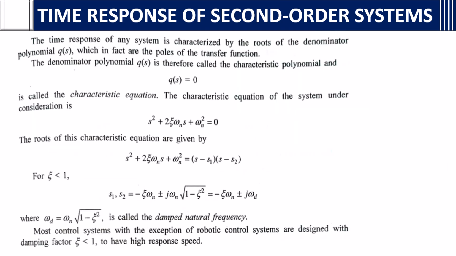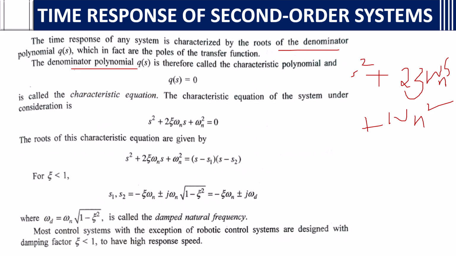The time response of any system is characterized by the roots of the denominator polynomial q of s, which in fact are the poles of the transfer function. They are called the poles of the transfer function. What is the denominator polynomial for second order? As you have seen, s square plus 2 zeta omega n s plus omega n square, right?